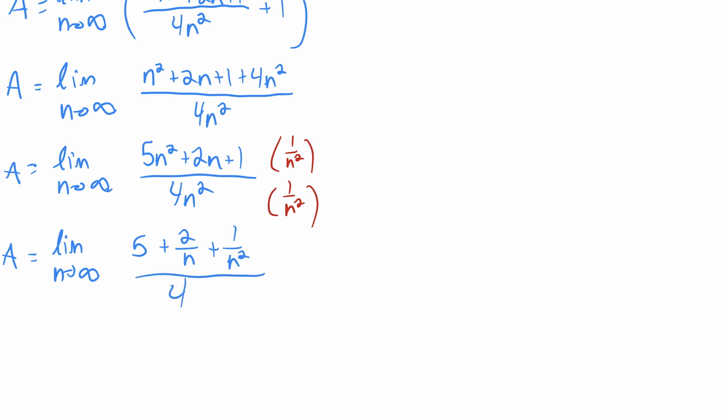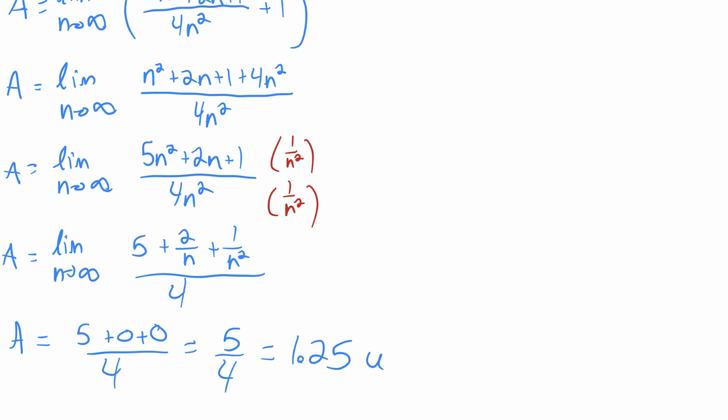And then as n goes to infinity, I know that 2 over n and 1 over n squared are both going to go to 0. So all I'm going to be left with is that my area is equal to 5 plus 0 over 4, which is 5 over 4, or 1.25 units squared. So that's the exact area under the curve. And we found it by finding the limit as the number of intervals went to infinity using a Riemann sum.